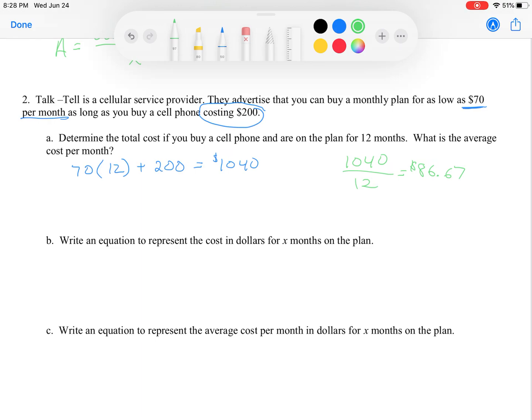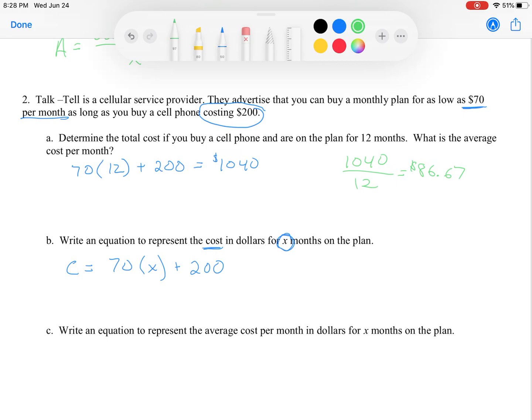Now that we have those two equations set up, we're going to use that information to help us write the equations for parts B and C. The first one is total cost. Since we're dealing with cost, we're going to put C is equal to. Because our total cost is based on the number of months, which is X, we have 70 times the number of months, which is X, plus the total cost of the phone, which is 200. And there you have your equation.